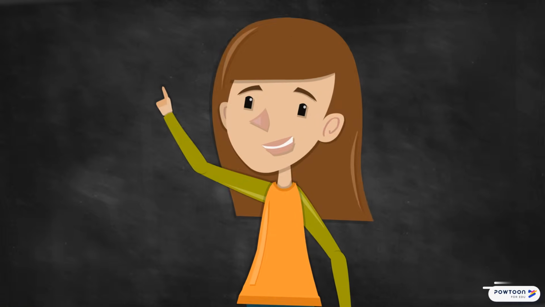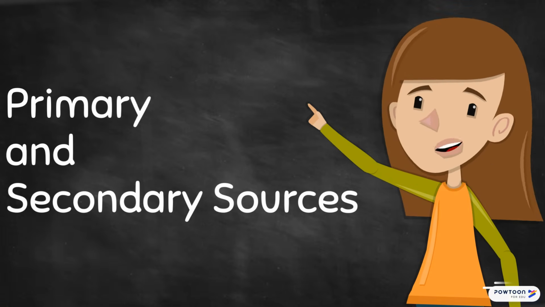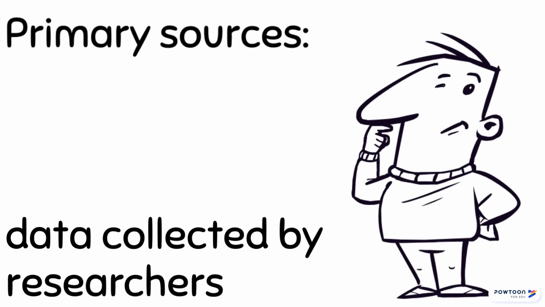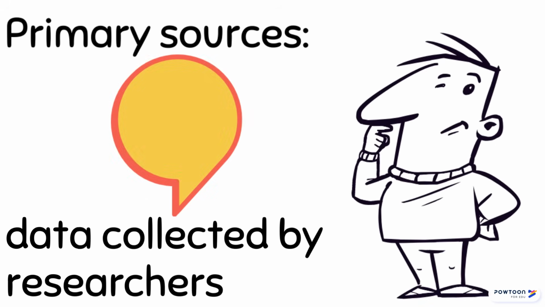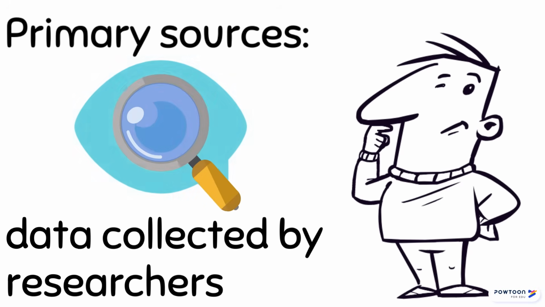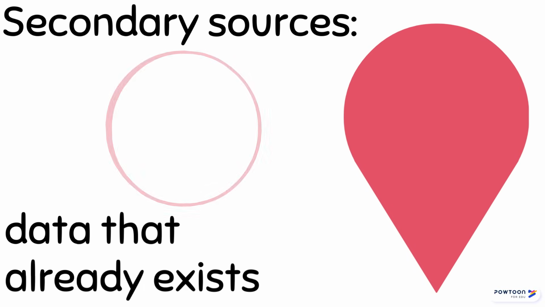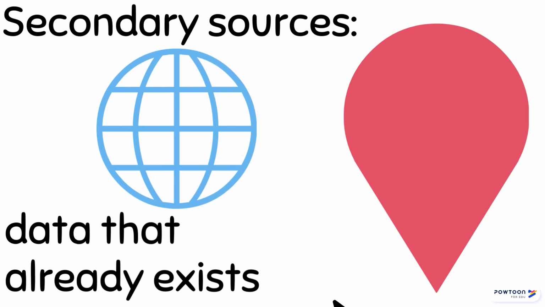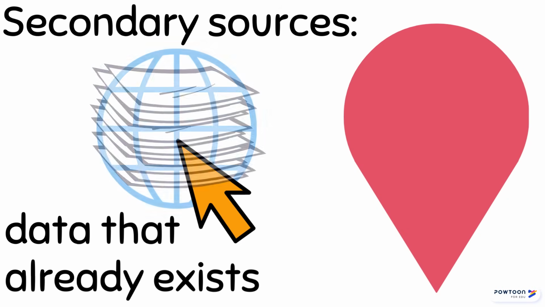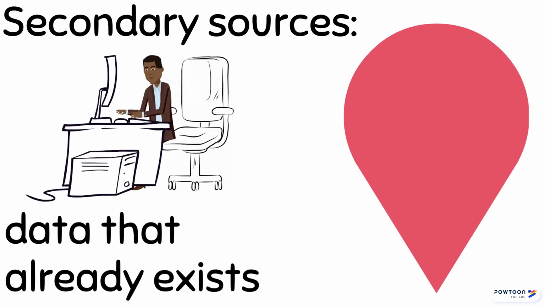We collect data from primary and secondary sources. Primary sources is data collected by researchers such as interviews, observation, case studies, and questionnaires. Secondary sources is data that already exists, such as official statistics, web information, government reports, and previous research.